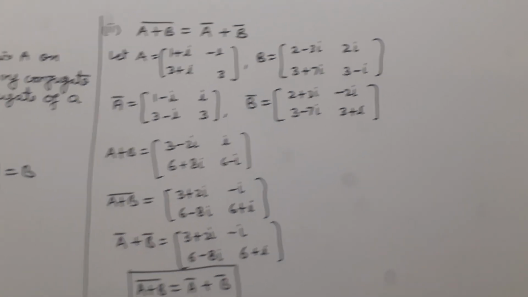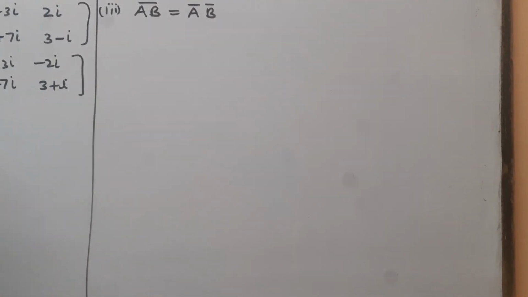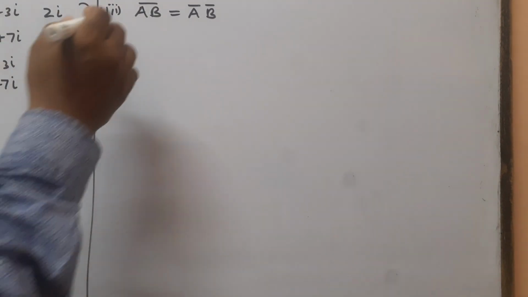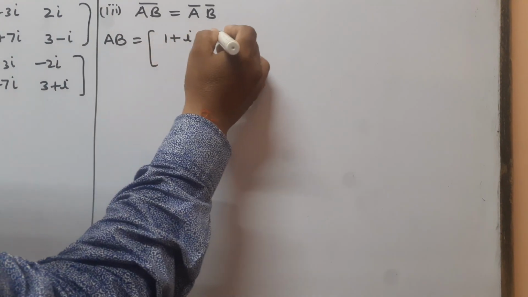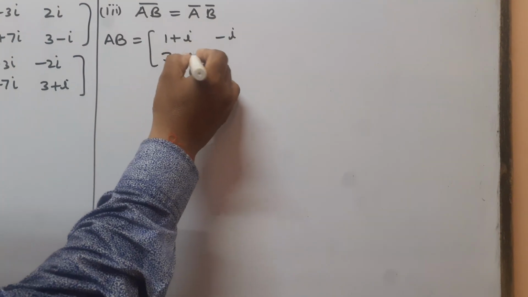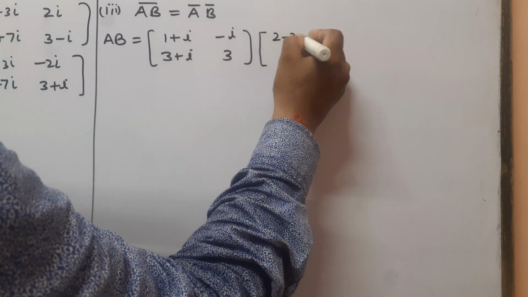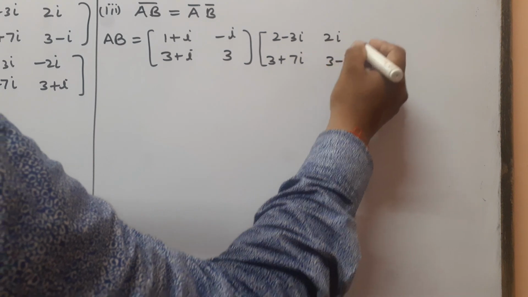Now we see another property: the conjugate of AB is equal to the conjugate of A into the conjugate of B. This is the third property. Now we find the product of A and B. Here A is 1 plus i, minus i, 3 plus i and 3 from the above example, and B is 2 minus 3i, 2i, 3 plus 7i and 3 minus i.